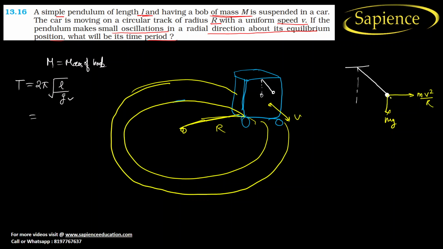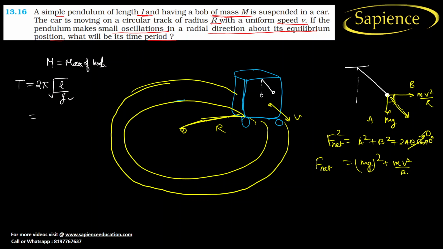Now the net force will act in this direction, so how much is the net force? Since the angle between these is 90 degrees, if one is a and the other is b, then it is a square plus b square plus 2ab cos 90 degrees, which becomes 0 for the last term. So F net is equal to the square root of (mg) whole square plus (mv square by r) whole square.